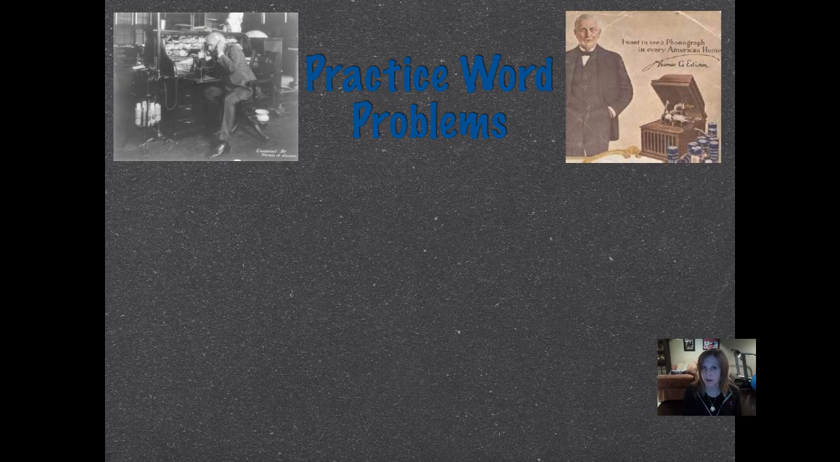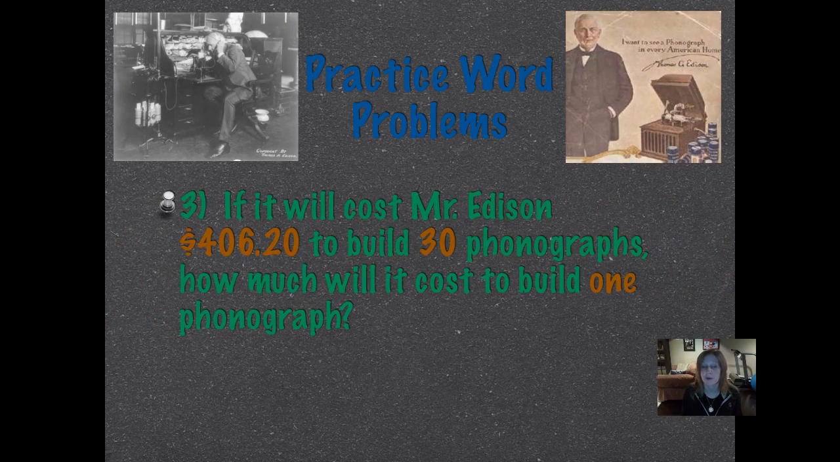So I did change our word problem for tonight. So you have a new one. If it will cost Mr. Edison $406.20 to build 30 phonographs, how much will it cost to build 1 phonograph? So same idea, but different numbers. Go ahead and work that out using doubles division, please. Check your answer with decimal multiplication and push play when you are ready.